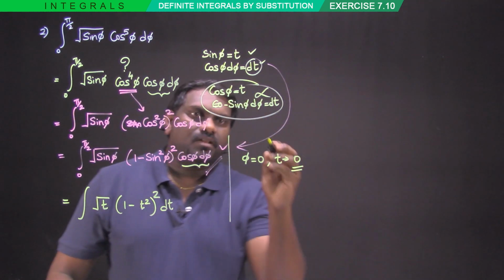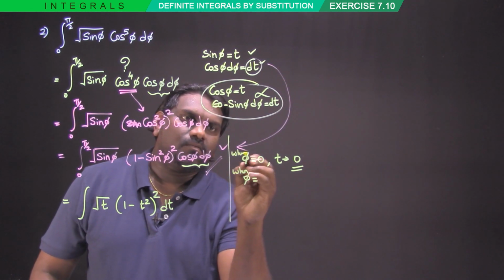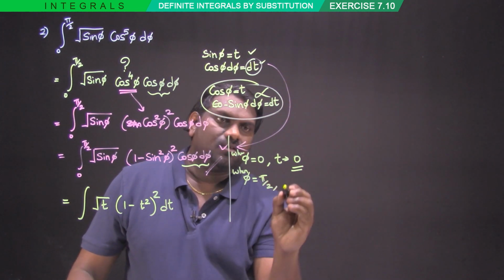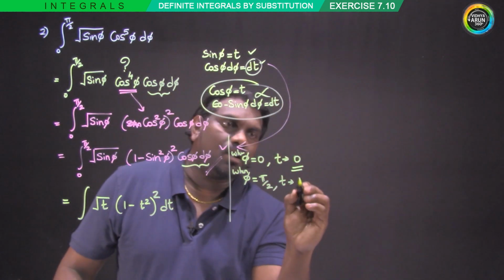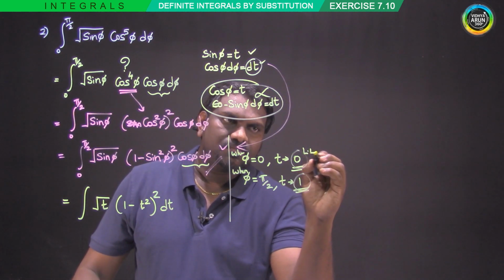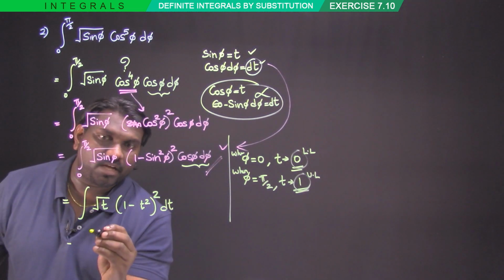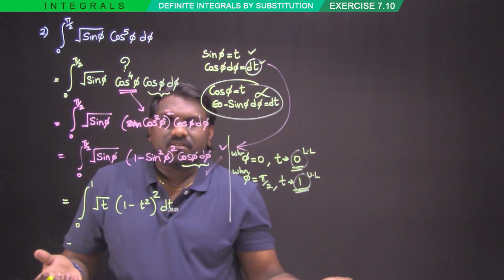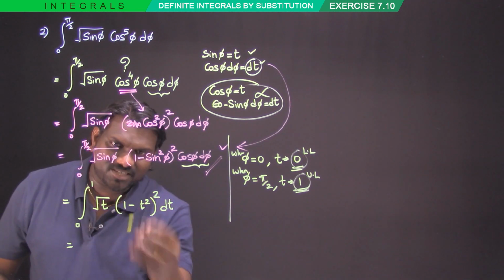Yes. Now when phi is equal to pi by 2, it's when it is 90. What is t? If it is 90, sine 90 is 1. So what are your new limits? This one your lower limit, this is your upper limit. Your lower is 0 and your upper is 1. Yes, you got new limits there. Yes, congrats. Now start off with the next step.